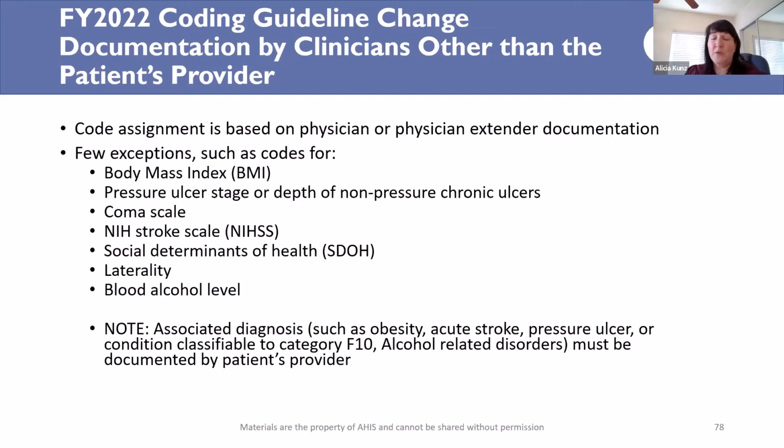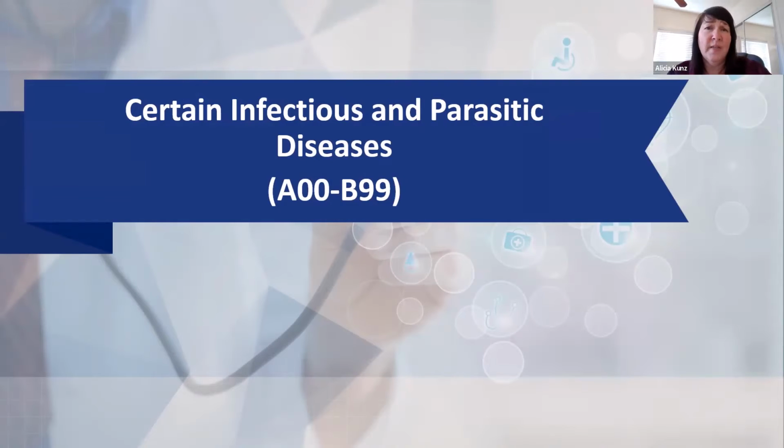But just remember the associated diagnoses. For instance, for body mass index, we use that code with obesity codes. So we don't just willy-nilly assign a code for BMI. If the resident has documented obesity from the physician, the code for obesity asks us then for a BMI code to support that.